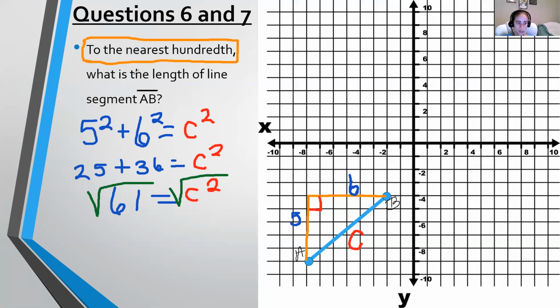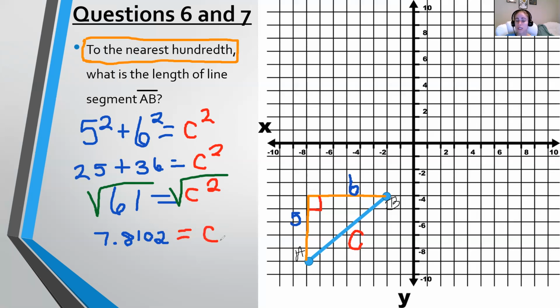All right, square root of 61. So I'm going to write way more than the nearest hundredth on here so we can make sure we talk about rounding. So when we take the square root of 61, we have 7.8102, and I'm going to stop writing at that point. I'm going to truncate it. And that is equal to C.